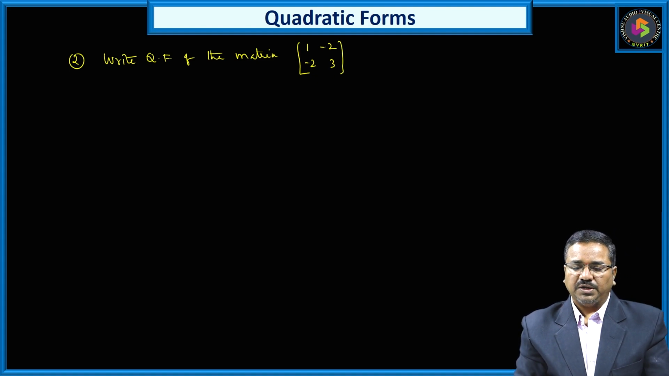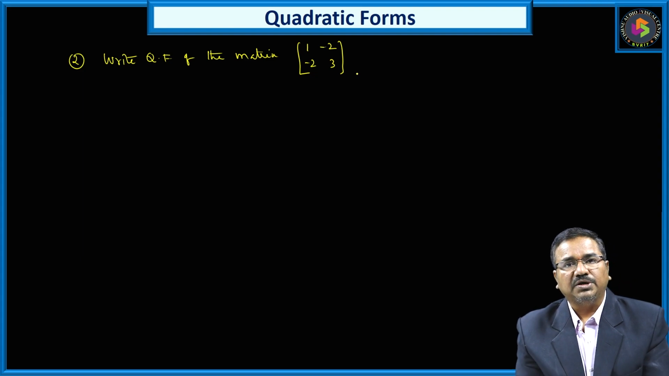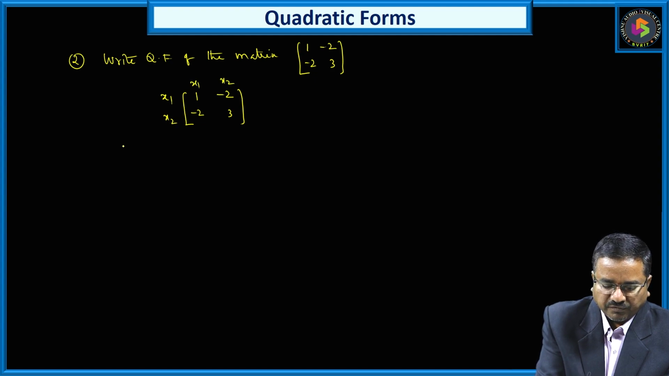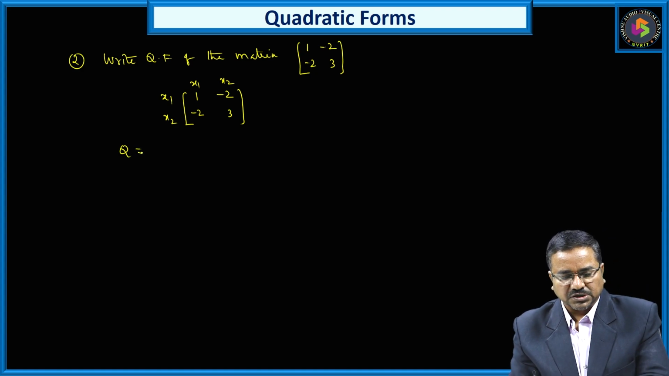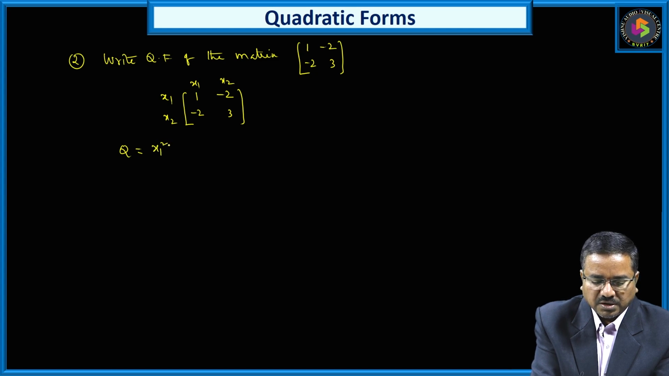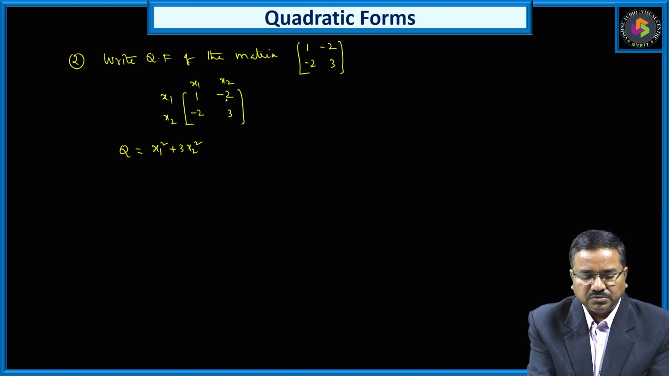Is it symmetric or not? Yes, it is symmetric. For every symmetric matrix, we have to write the corresponding quadratic form. Then how to write it? Very simple. Suppose we have this matrix, this is A: 1, minus 2, minus 2 and 3. Here you take x1 and x2. The way of writing the quadratic form from the symmetric matrix is, first, you write the squares with the diagonal coefficients. What are the diagonal elements we have? This one. So write x1 square and 3 x2 square.